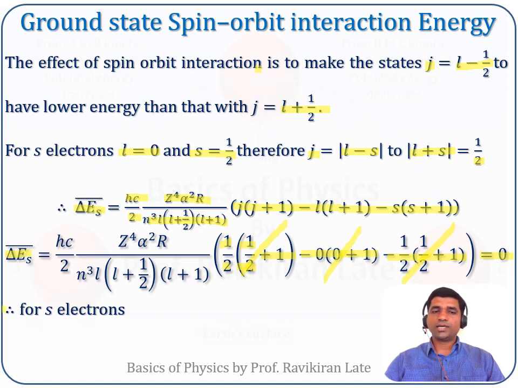So thus we can say that for an s electron in a hydrogen atom, the expectation value of the spin orbit interaction energy is coming out to be 0. So this is a very important result: for the ground state of a hydrogen atom, the spin orbit interaction energy is always 0. Okay. Now we will consider what will happen to the higher energy levels, that is 2s, 2p, 3s, and so on.